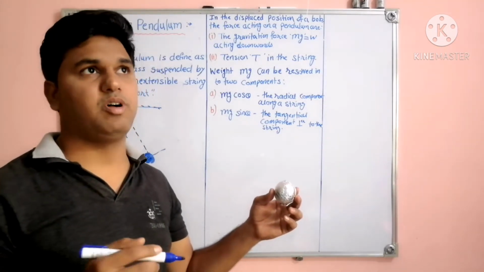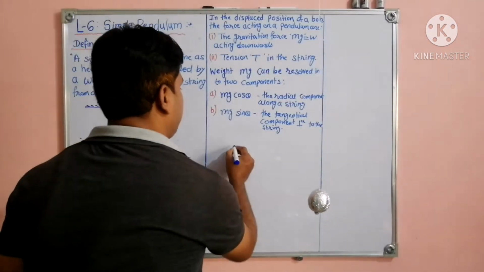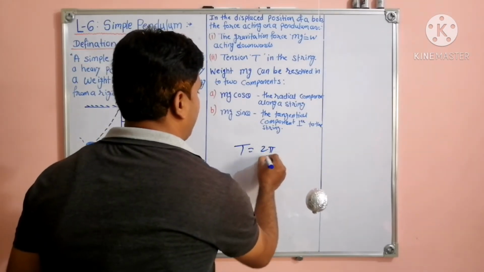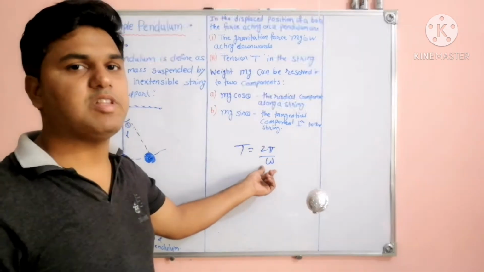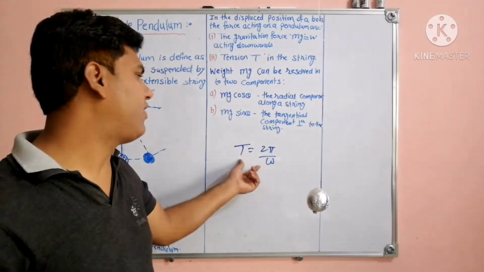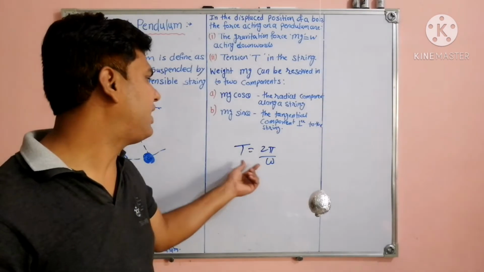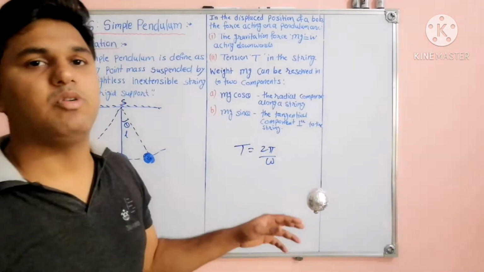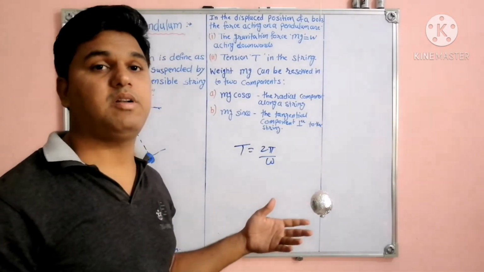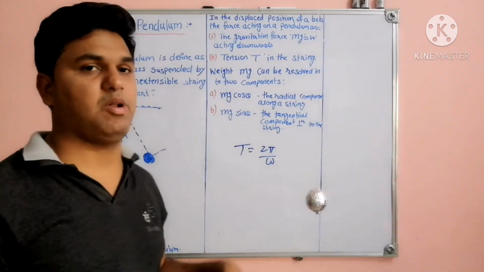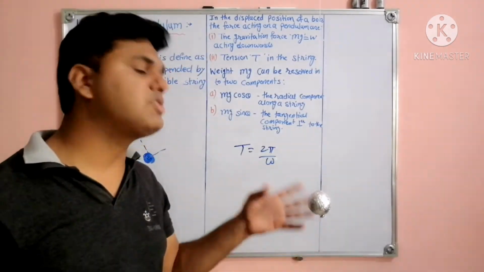If we study its motion, we need to find out its time period. We know the formula for the time period: T equals 2 pi by omega, where omega is the angular frequency. If we know the angular frequency, then we can find the time period. So in this experiment, our aim is to find the time period of this simple pendulum. Now we will find out its time period.